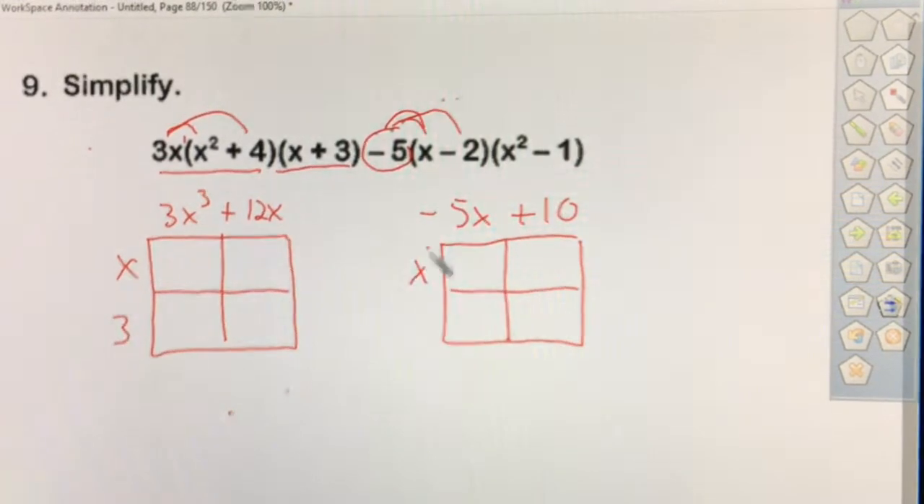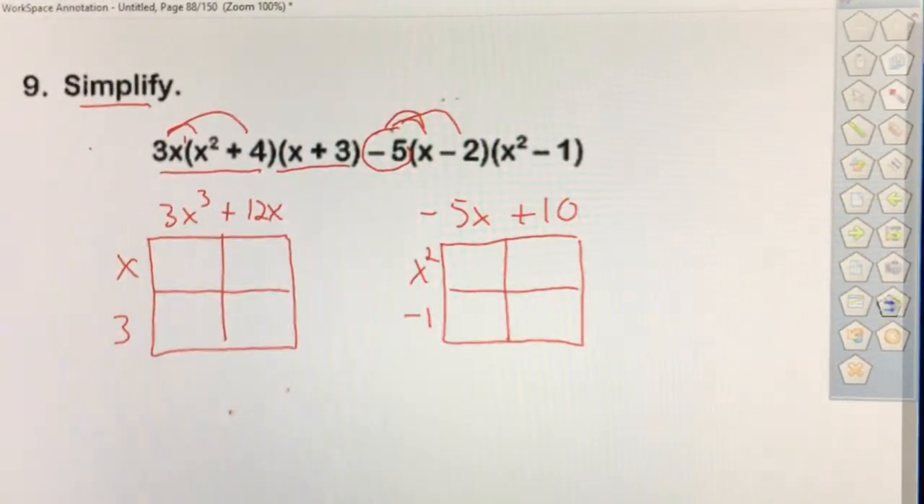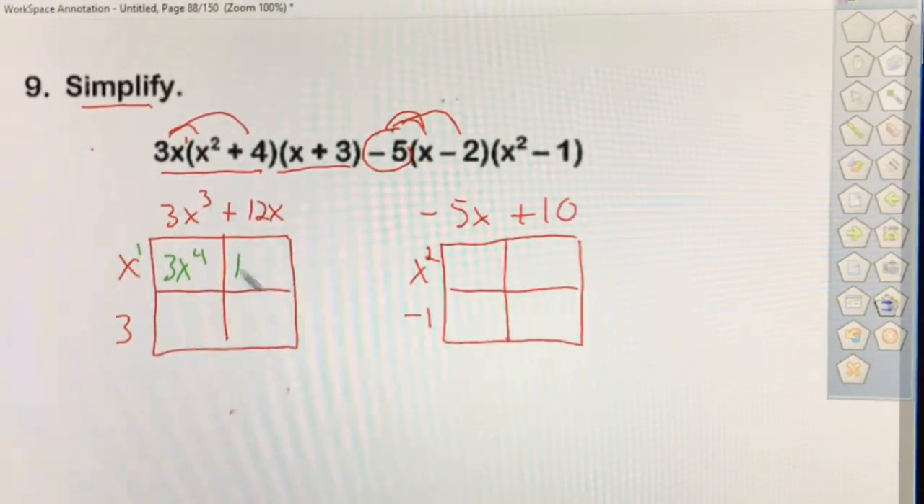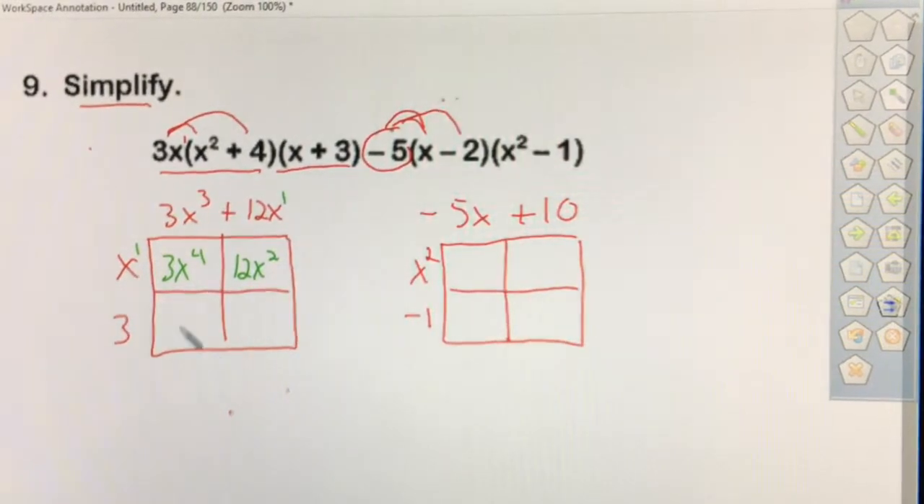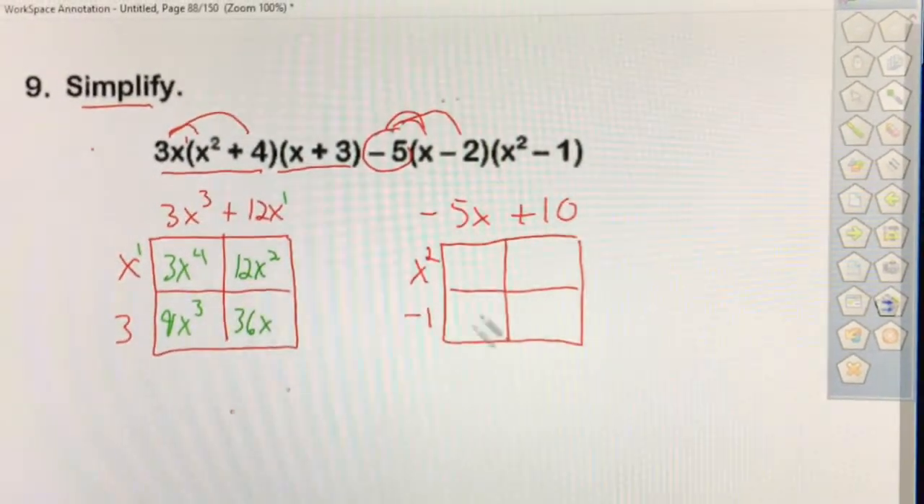This is going to be x squared minus 1. I know that that's a difference of two squares, but I'm not asked to foil it. I'm asked to simplify. So I'm going to fill in these punnets. That's going to give me 3x to the fourth. Remember, you add the exponents when you multiply. Plus 12x squared. Again, you add the exponents when you multiply. 9x cubed. 36x. Nothing over here combines anyway.